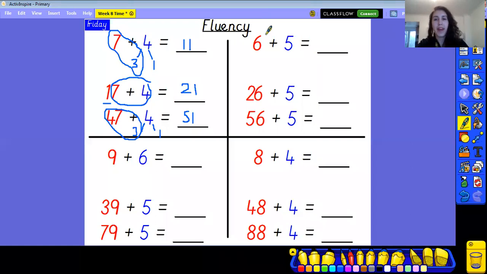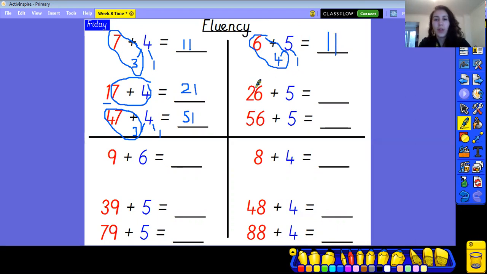Okay, let's go through them then. So 6 add 5. Well, I know that I need to partition my second addend into what bonds with 6 to make 10. 6 and 4 make 10, and then I need to add one more to make sure that I've added my whole 5. So 10 add 1 is 11 again.